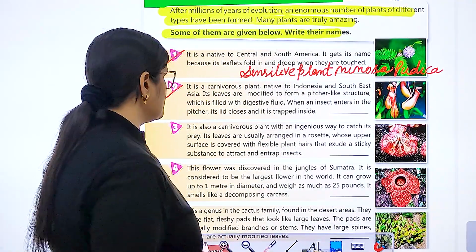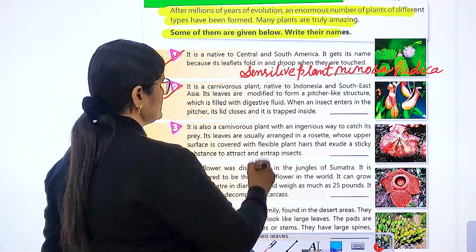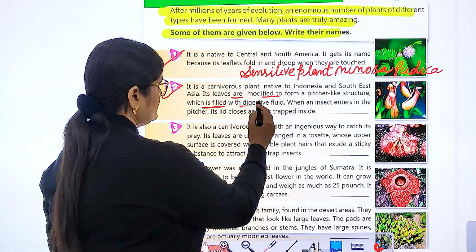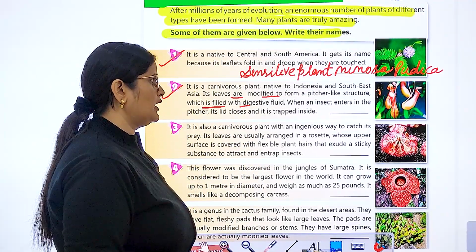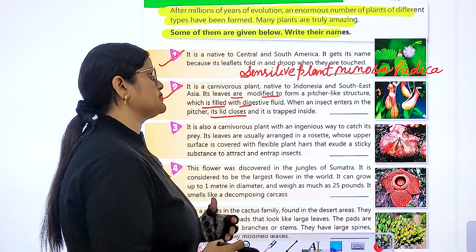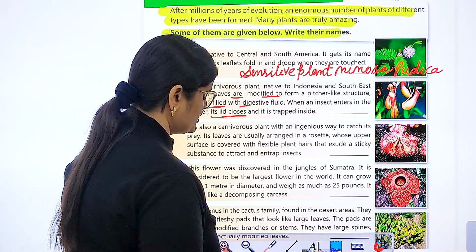2. It is a carnivorous plant native to Indonesia and Southeast Asia. Its leaves are modified to form a pitcher-like structure which is filled with digestive fluid. When an insect enters the pitcher, its lid closes and it is trapped inside. Pitcher plant.